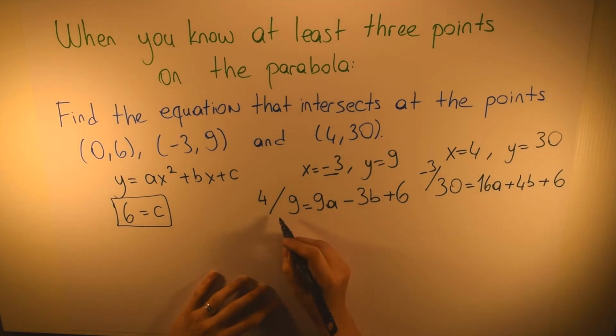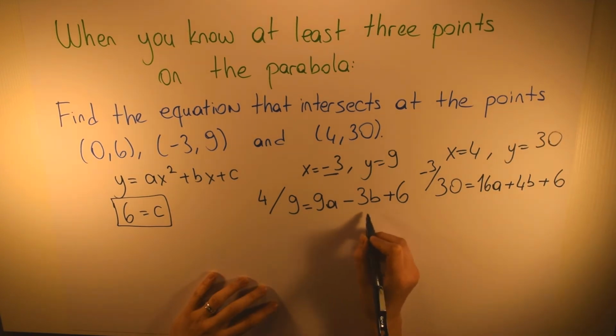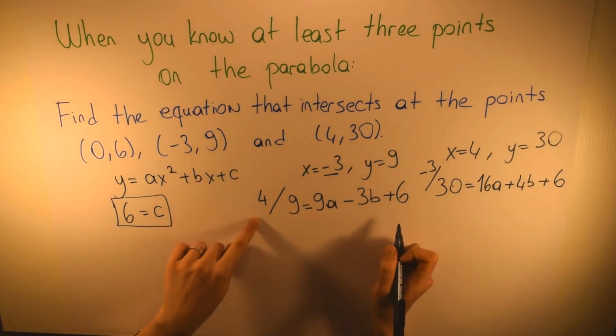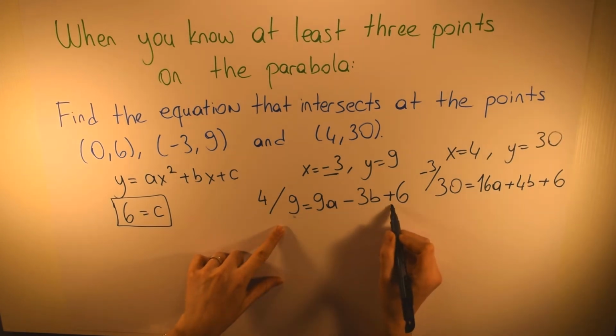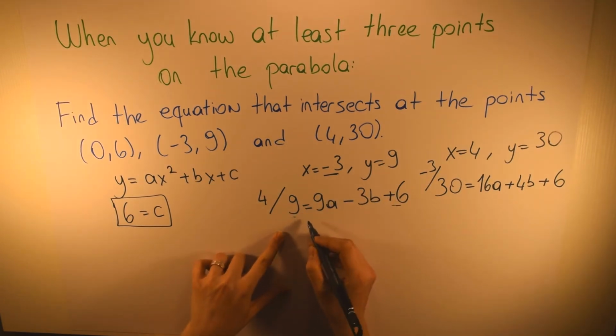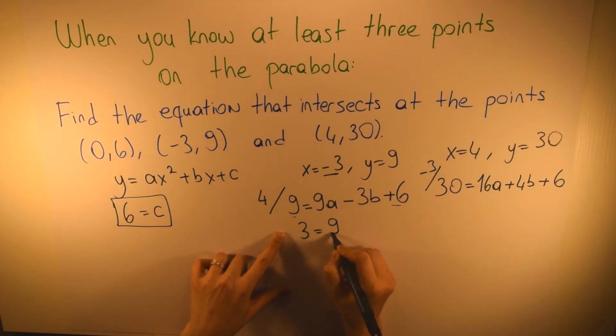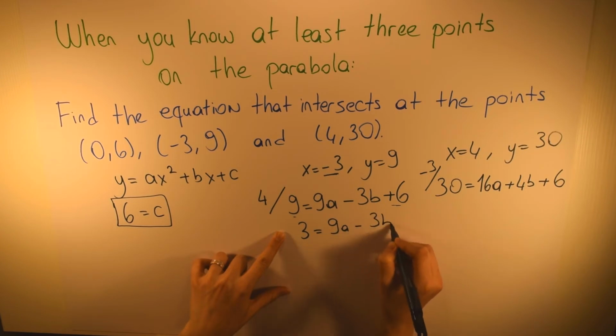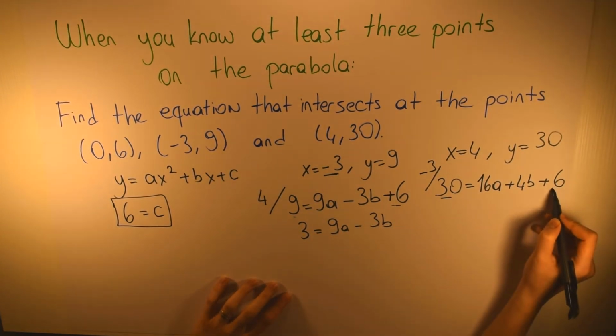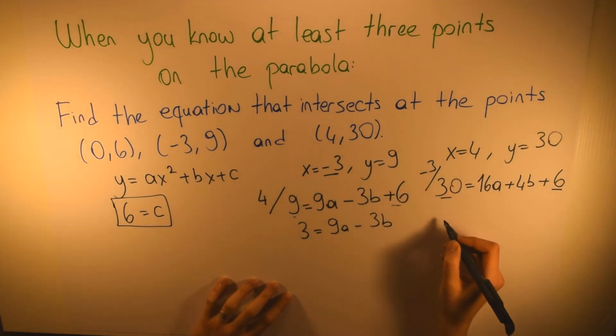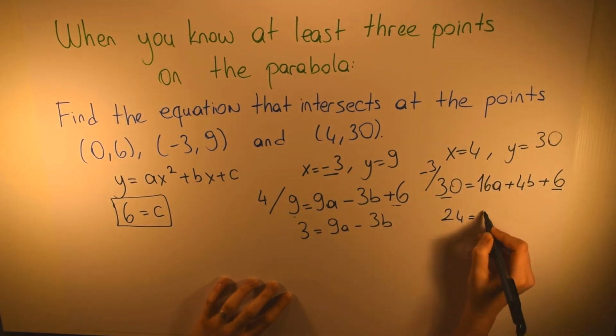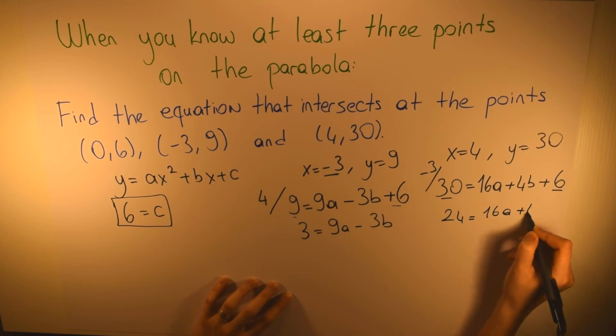Let's see. So here it's 4 times 9. We should write them correctly, because here we have 9 and here we have 6. If I put this 6 here, it will become 3, which is equal to 9a minus 3b, and here we have 30 and we have 6 here. When I put the 6 here, it will become 24, which is equal to 16a plus 4b.